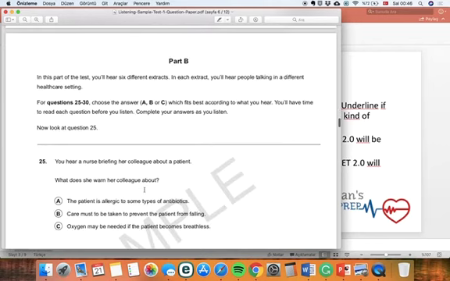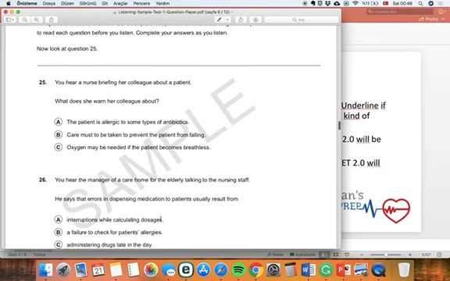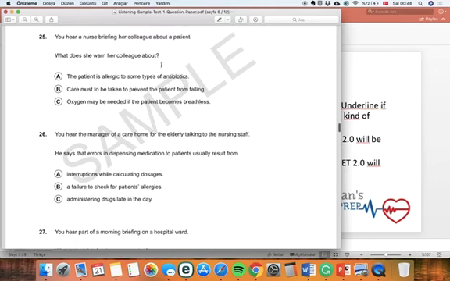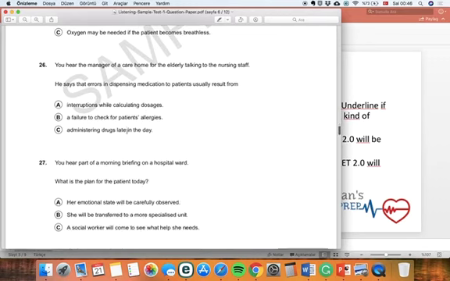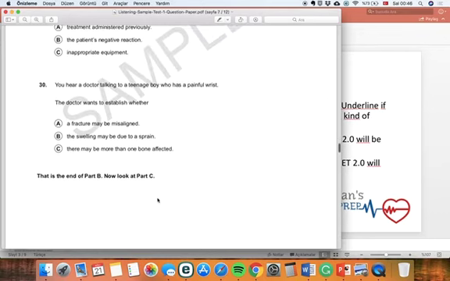And in part B, you will see some conversations, and you need to answer these multiple choice questions. For example, what does she warn her colleague about? Or he says that errors in dispensing medication to patients usually result from... These are mainly general ideas or the main topics about these conversations.